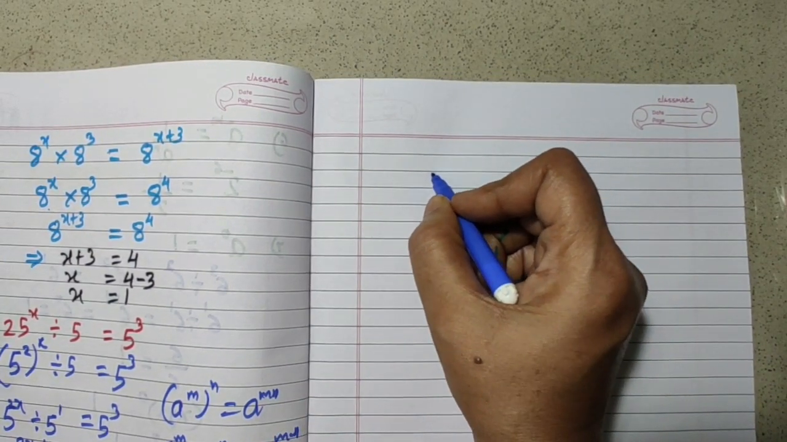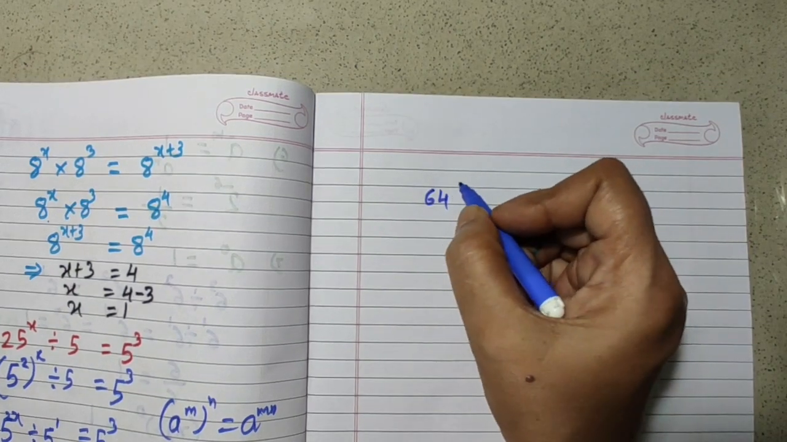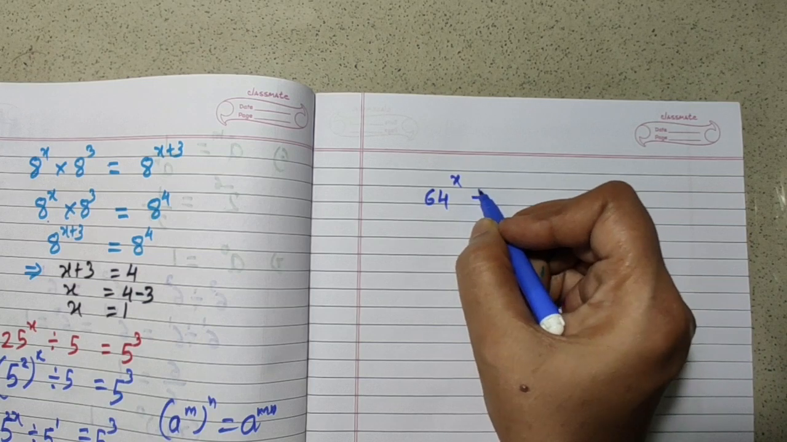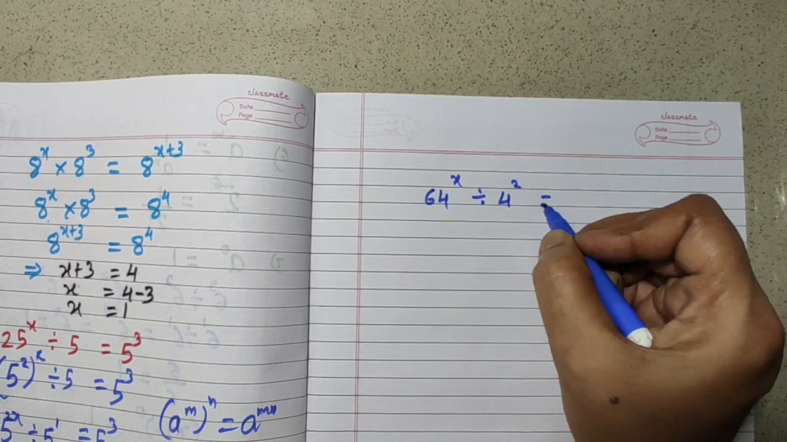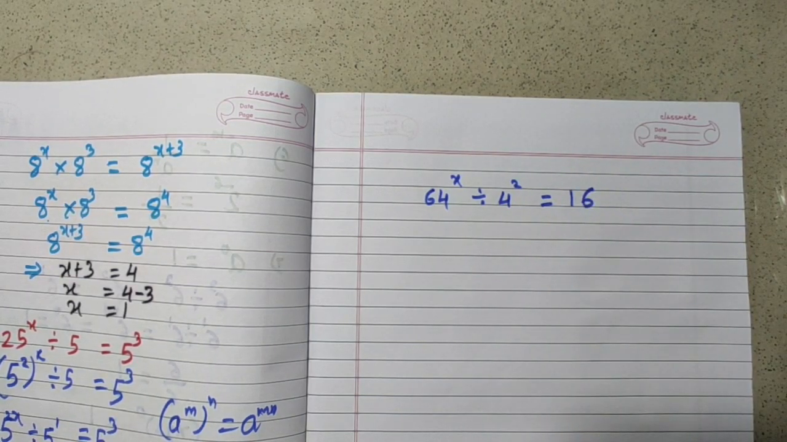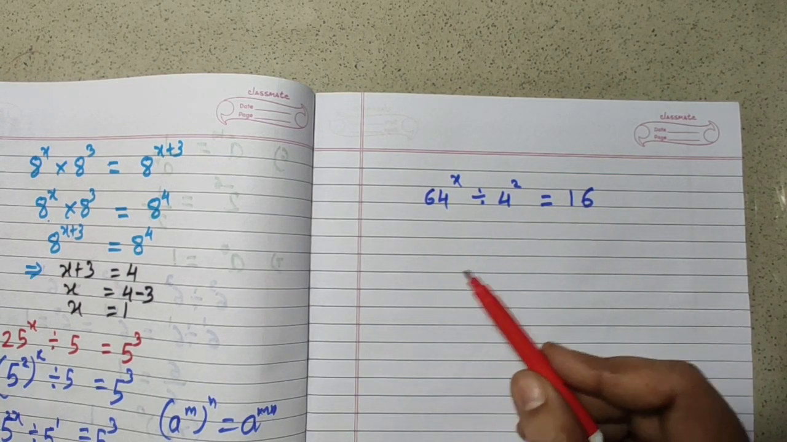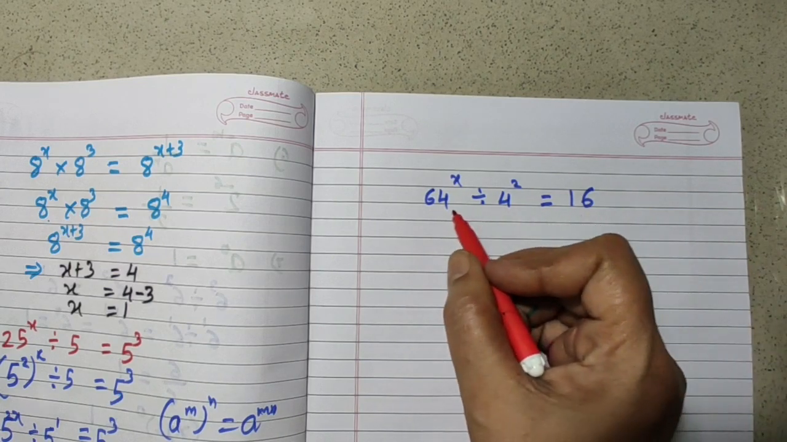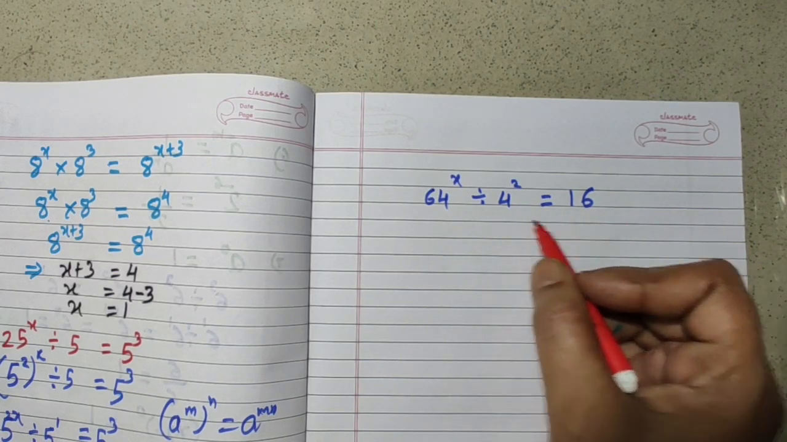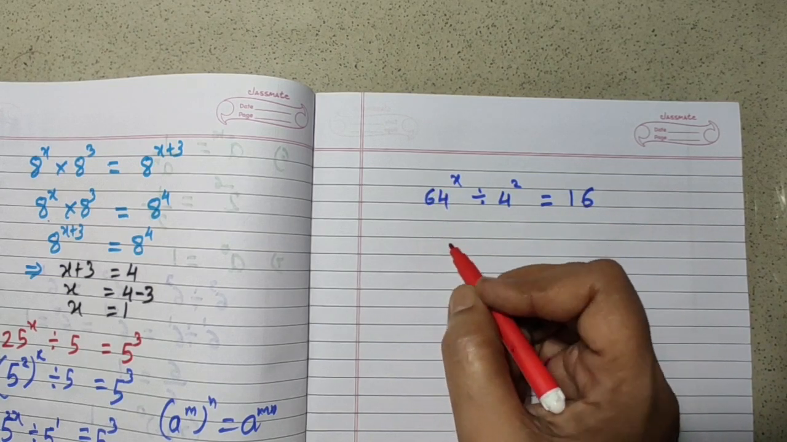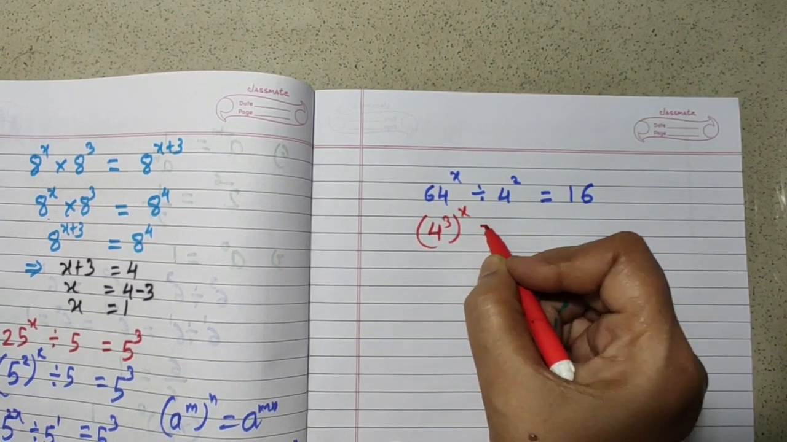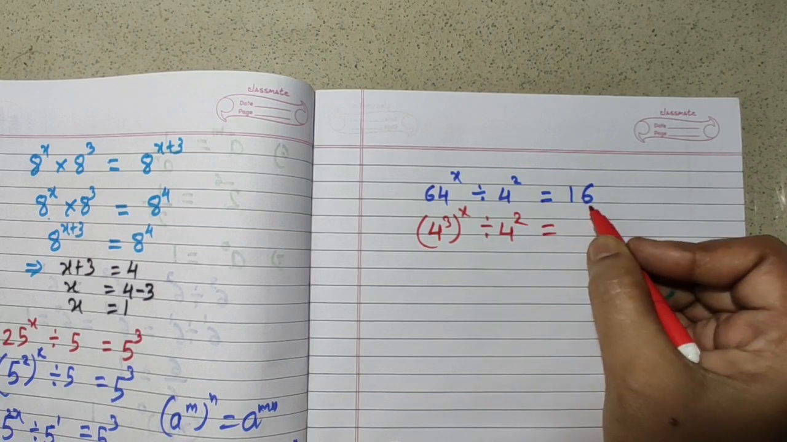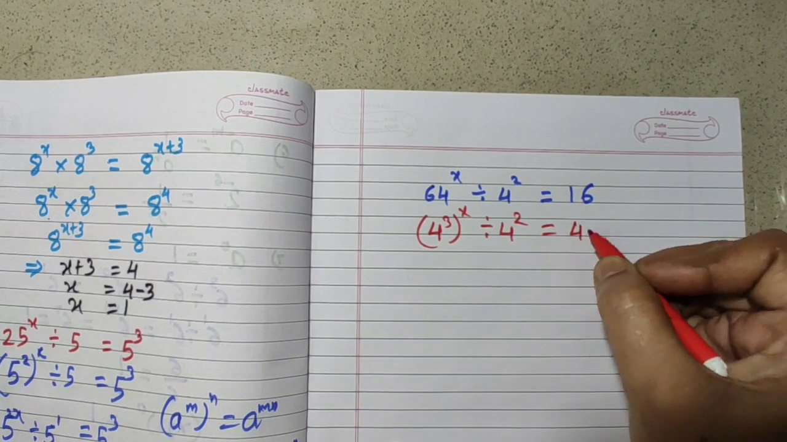So for example, let us say it is 64 raised to x divided by say 4 raised to 2 is equal to 16. Look at this now. There should be some relation between 64, 4 and 16. So you need to find that. Now if I want to have power 4 everywhere, I should find what is the relation between 64 and 4. So 64 is cube of 4. So 4 raised to 3 raised to x divided by 4 raised to 2. 16 is second power of 4. So it is 4 square.